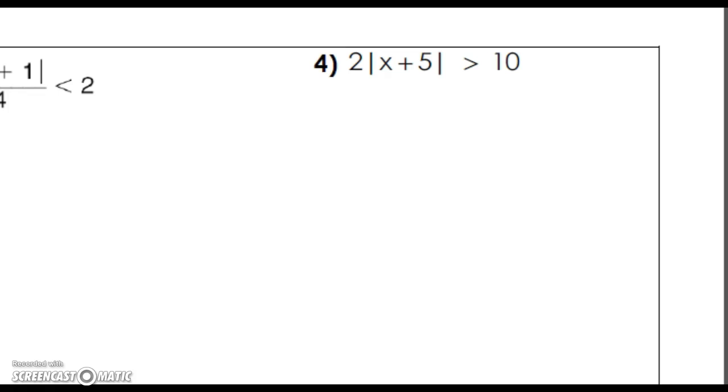All right, so go ahead and try number 4 on your own. Remember to undo the 2 that's being multiplied with division first, then set up your two inequalities, solve and graph, and check when you're ready.